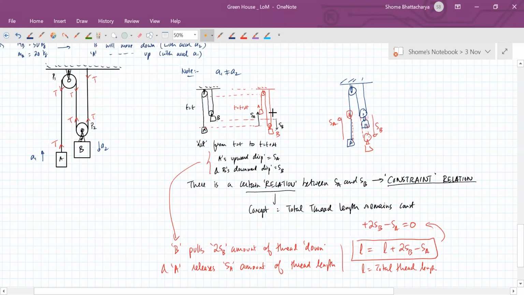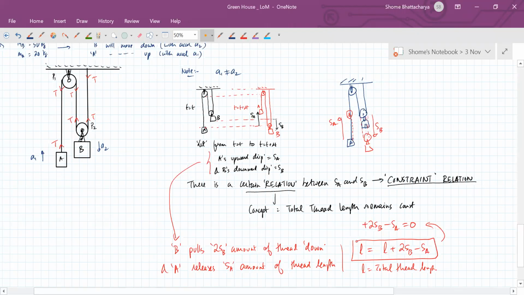So in the second diagram, see what is happening. This side, it is becoming decreased by SA, and this side it is becoming increased by 2SB. So whatever total length you had on the left hand diagram, you have added 2 times SB, okay, for the second and third part of the string, whereas you subtracted SA for the first part of the string. So that should be equal to L plus 2SB, what you added, minus SA, what you subtracted. Okay? So we are just writing an equation where we are expressing that total thread length is remaining constant.